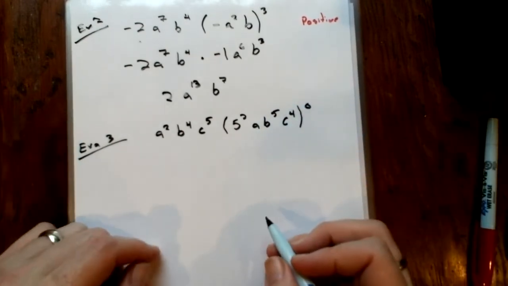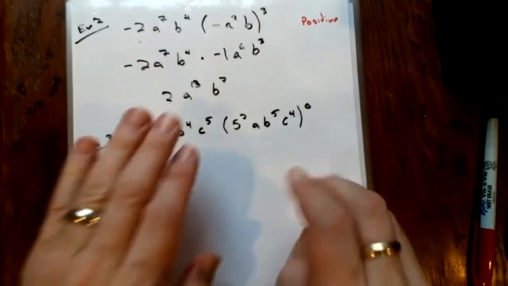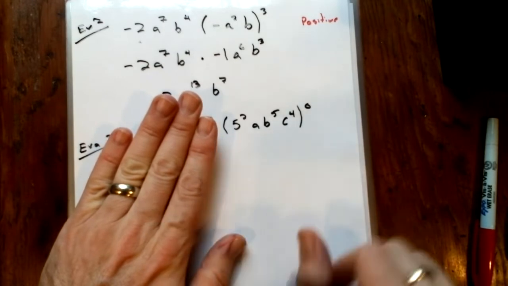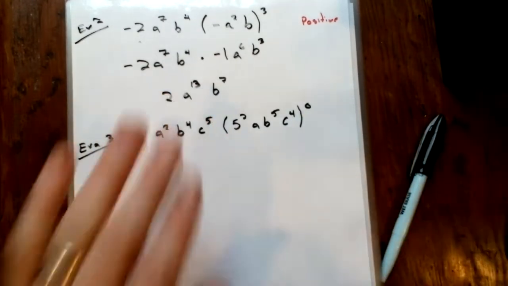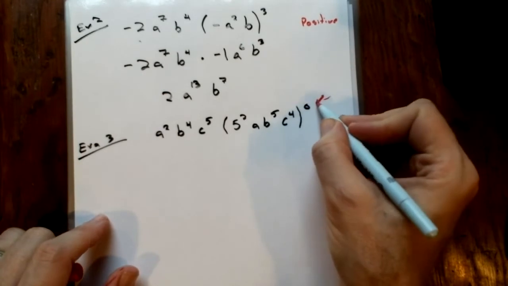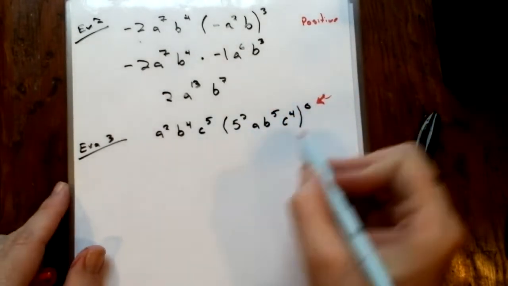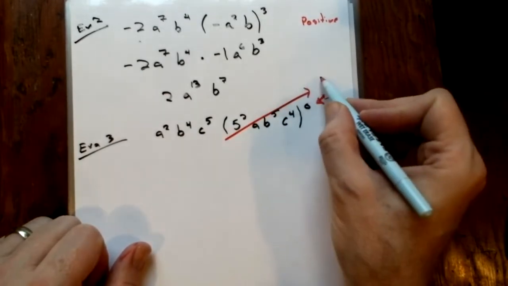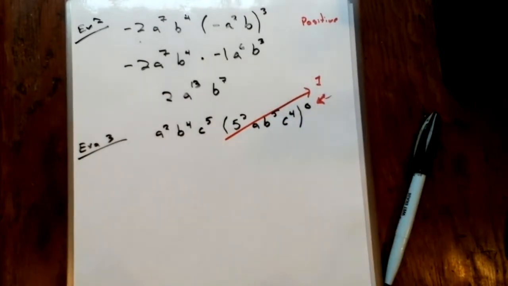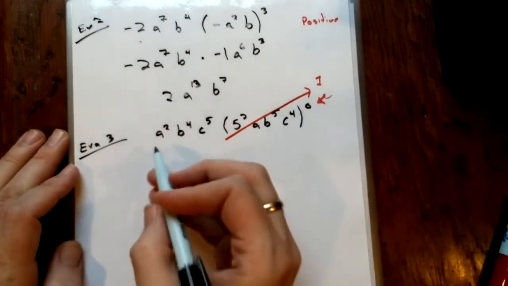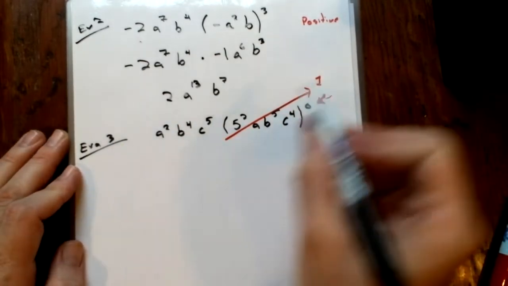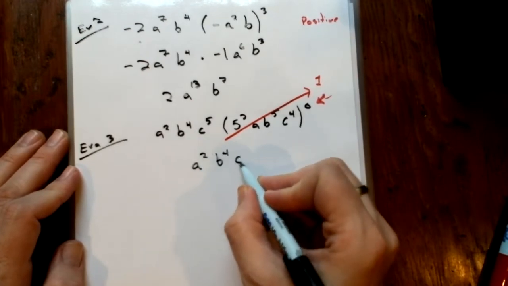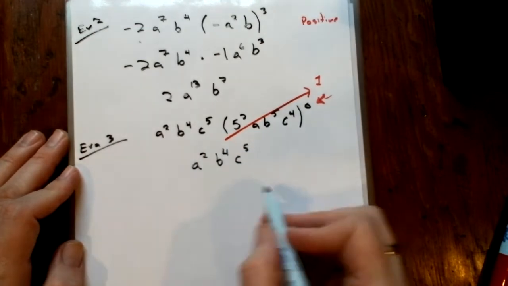the 0 power. Now, I will usually tell people to simplify inside that set of parentheses. Now, I'd only have one thing to simplify there, but that 0 power basically tells us that this entire expression will turn into 1. So this whole thing is just going to be equal to 1. Which means I'm only left with this times 1. I'll just be left with a squared, b to the fourth, c to the fifth, and we'd be done right here.